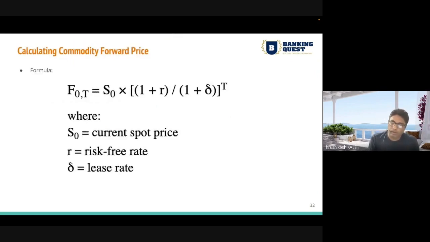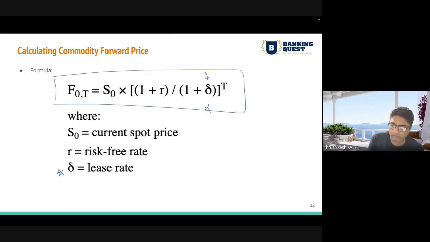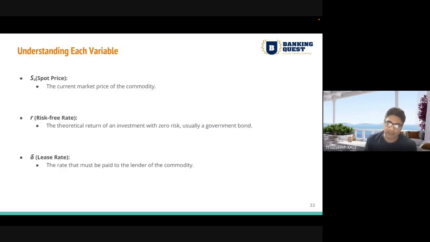Now, this alpha, we have now converted into lease rate. If the lease rate is given, the formula will just change to this, where we will use lease rate. It's as simple as that. Now, you know spot rate, you know risk-free rate. Now, this is lease rate. And this is a cost. So you know now the difference between cost and income.